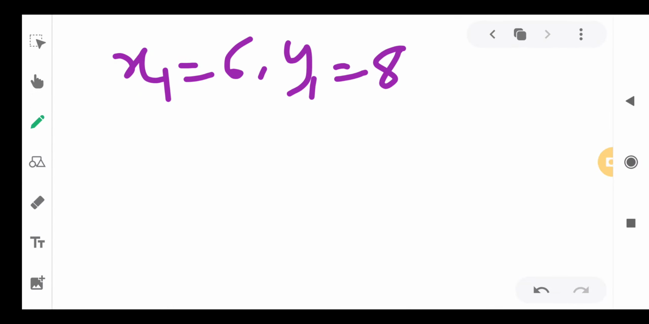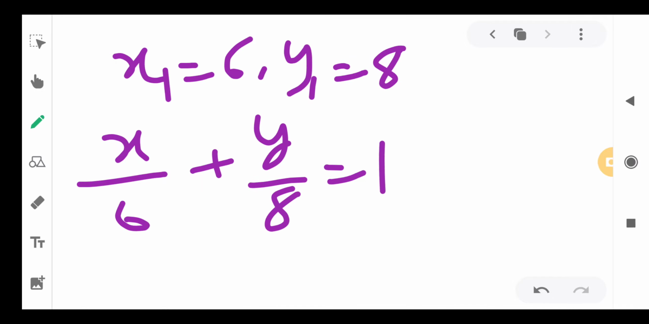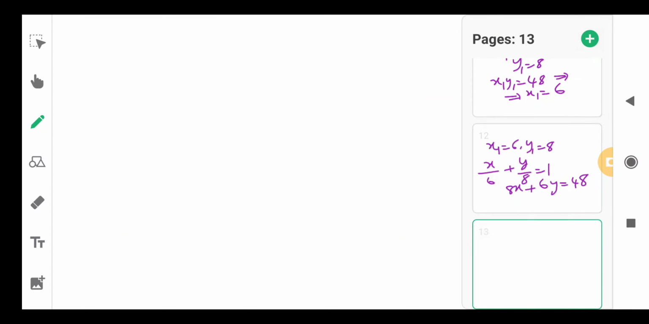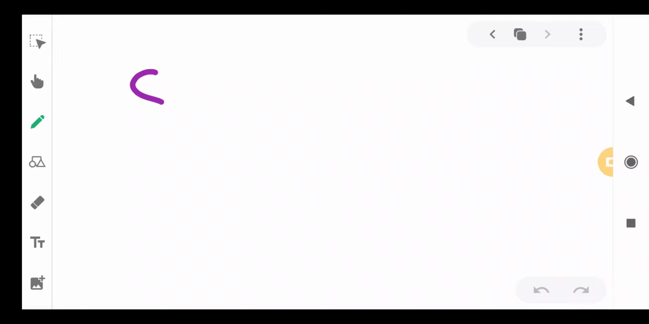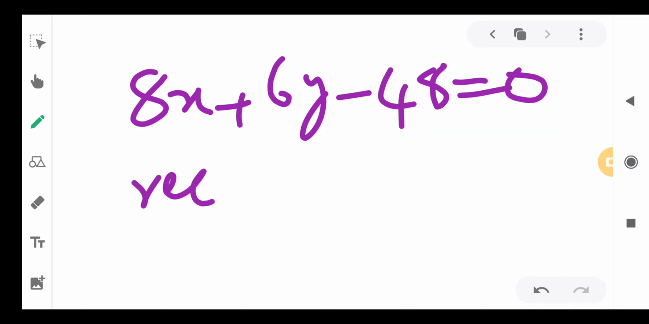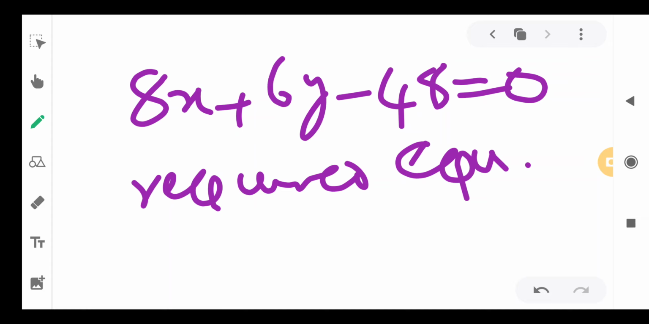Now put this in the given equation. x by x1 plus y by y1 is equal to 1, that is x by 6 plus y by 8 is equal to 1. On simplification, 8x plus 6y is equal to 48. That means 8x plus 6y minus 48 is equal to 0 is the required equation.